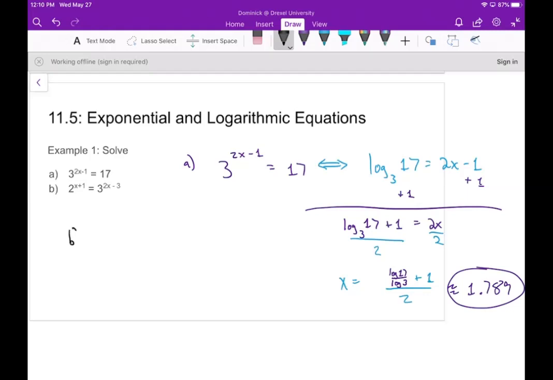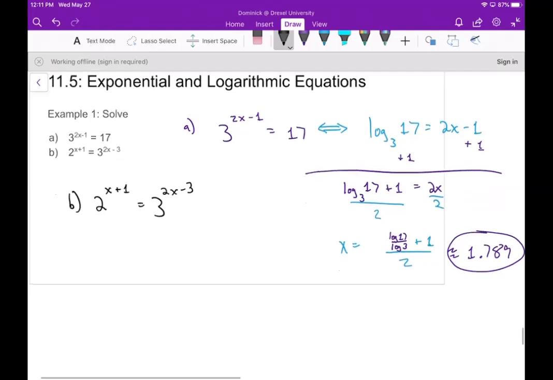Now in part B, we have to be a little bit more clever, because we have 2 to the x plus 1 is equal to 3 to the 2x minus 3. Now here we need to take logs of both sides, right? So let's just take a log of both sides. Now, why would we do that? Well, the whole point of doing that is so that I can take this power out front.